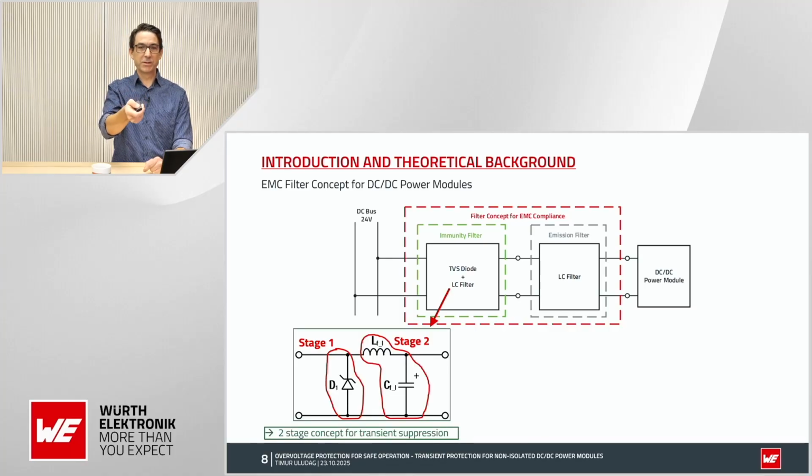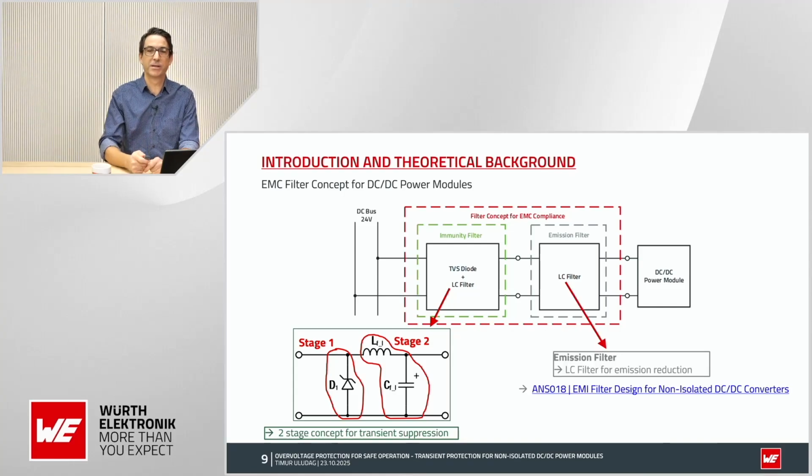The immunity filter concept is based on a two-stage concept. One stage, here, the first stage, to clamp the high transient voltage during a surge event, which can be achieved by a unidirectional TVS diode. For the second stage, here, a passive LC filter is recommended, which attenuates the voltages that exceed the maximum operating voltage of the DC-DC power module.